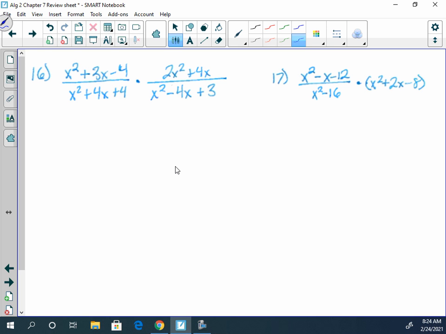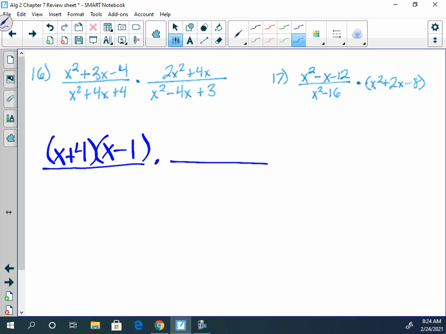Let's look at another one here. Let's look at 16. So when we look at 16, we can just start from the top and factor this here. X squared plus 3x minus 4. Well, since the 4 is negative, our signs are opposite. We have x and x. Well, 4 and 1. We just factored that a minute ago.